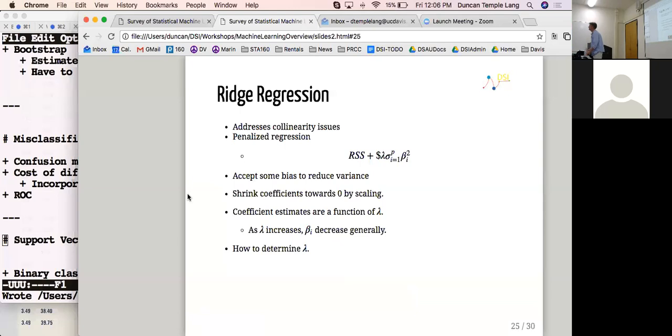I was also curious, why do we always square the differences? We can take the ribbon.